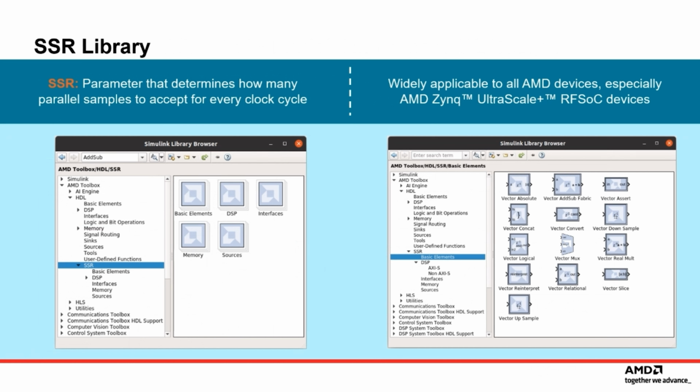Vitis Model Composer also provides a separate set of library blocks for handling super sample rates under the HDL library. Super sample rate, or SSR, is a parameter that determines how many parallel samples to accept for every clock cycle. The SSR feature is widely applicable to all our devices, especially for Zynq UltraScale+. This feature is beneficial for users who cannot use the hardened RF SoC digital up converters and digital down converters. The use of SSR blocks avoids manual and structural modifications to a design, which accelerates the design cycle. Model Composer currently supports 25 vector blocks that can be accessed from the Simulink library browser.